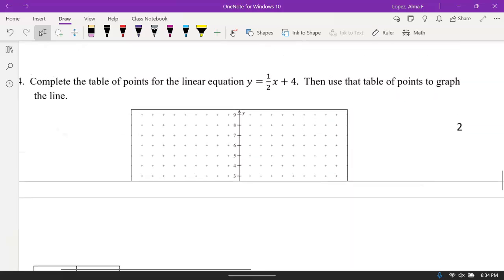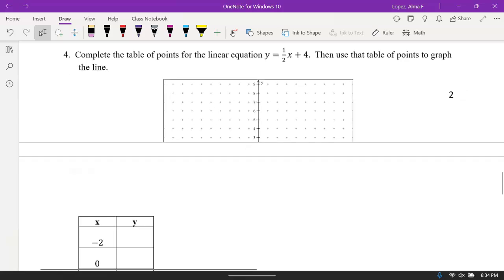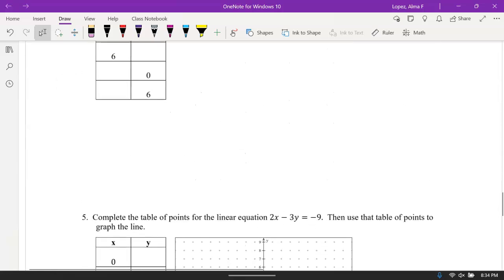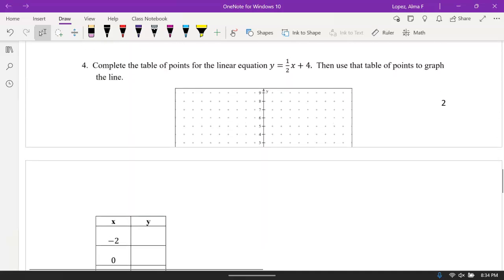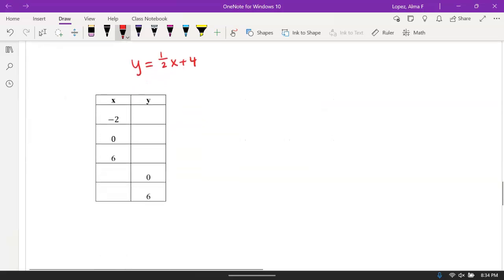Oh, this one printed kind of strange, didn't it? Not sure what happened there. Okay. We will draw our own. The y value can be found by plugging into this equation. So let's fill in our points, and then we'll draw our own axis if we have to. Hopefully yours printed better than mine did.